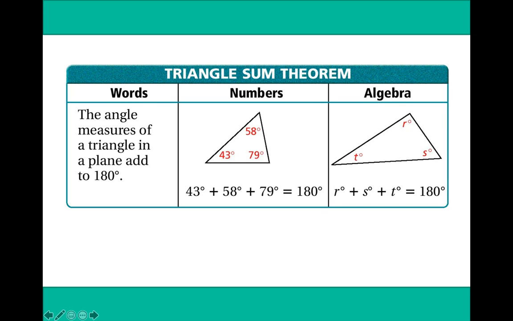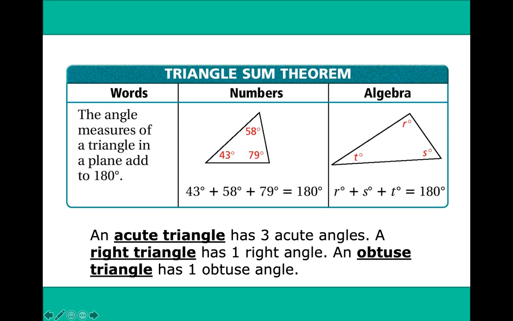Here it's just showing you that in an algebra sense with your three angles, and that they again would equal 180 degrees. An acute triangle has three acute angles. So if it has three, it must have three acute angles to be acute. A right triangle only needs one right angle in order to be right, and an obtuse triangle only needs one obtuse angle in order to be obtuse.